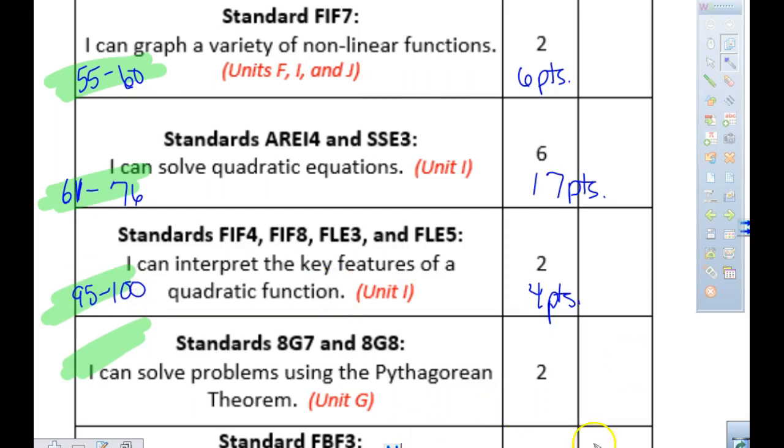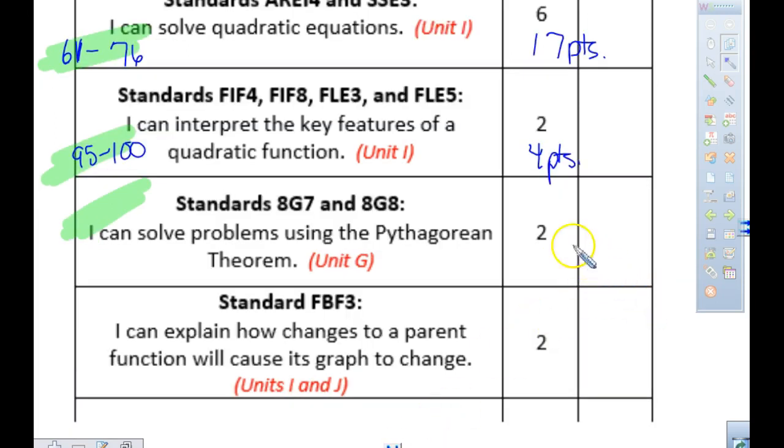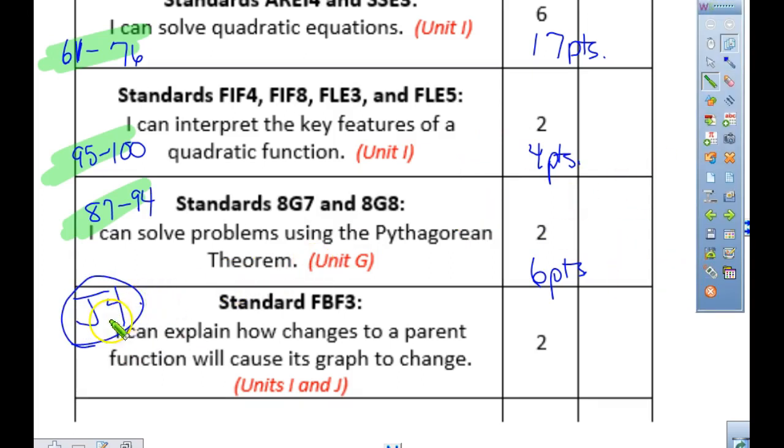And then the last 2: solving the Pythagorean theorem. 2 questions, 6 points. That was 87 to 94 in your review. And this is the J4, the parent function ones. We didn't put any extra ones in there because there's usually enough on J4 that you need to practice and do those.